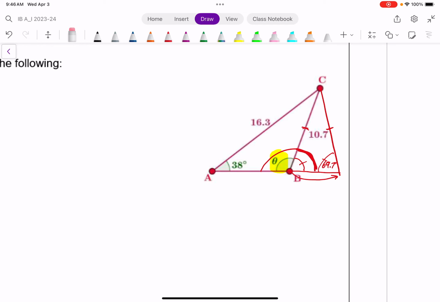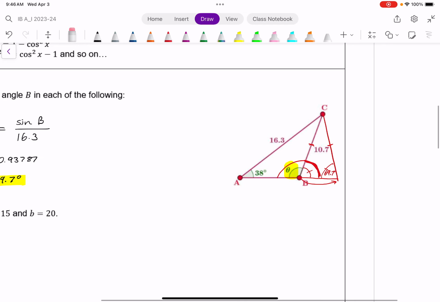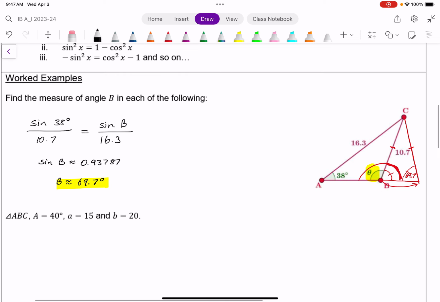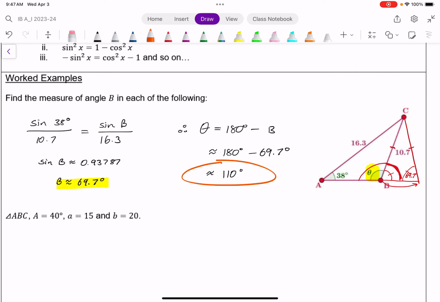And so all I need to do now is realize, okay, that angle is not 69.7 degrees. It's going to be 180 minus that. So let's finish this off and say, therefore, theta is going to be the same as 180 degrees minus what I just found, minus B. Or in this case, approximately 180 minus 69.7 degrees, which is approximately 110.3, or I'll leave it to three significant figures, 110 degrees. And that there makes much more sense.